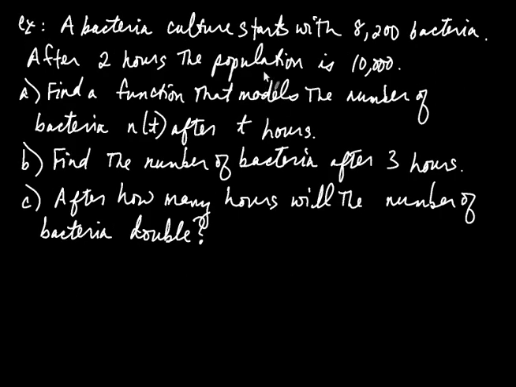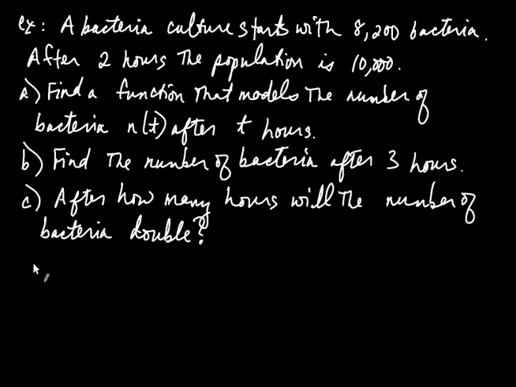Okay, so a bacteria culture, and like I mentioned, populations, we're going to assume they grow exponentially. A bacteria culture starts with 8,200 bacteria. After 2 hours, we're told the population is 10,000. So it jumped up quite a bit in 2 hours. Find a function that models the number of bacteria n of t after t hours. That's part A. Part B, find the number of bacteria after 3 hours. Part C, after how many hours will the number of bacteria double?